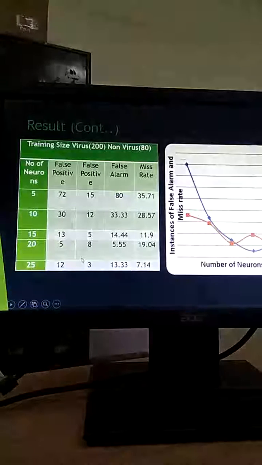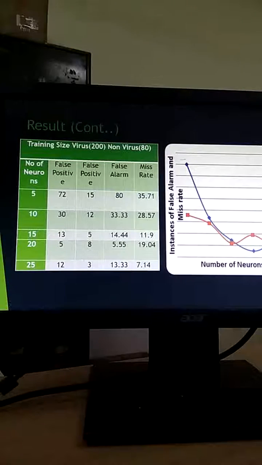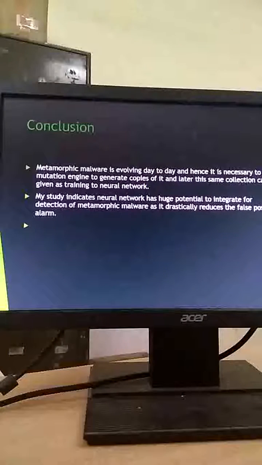Similarly, this is the other data, and finally we have a conclusion that my study indicates that nowadays the metamorphic virus is a new trend, so you need an engine which generates more of such patterns, and second, using ANN, you can reduce false positive alarms.